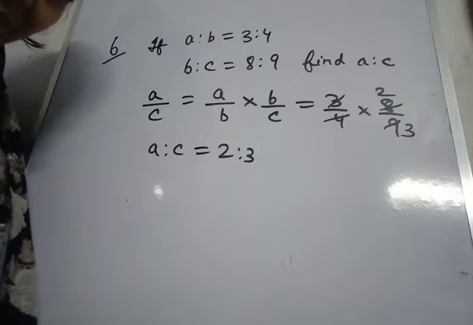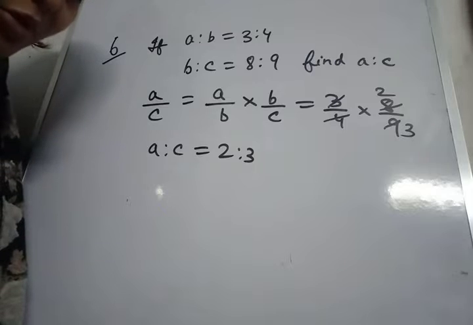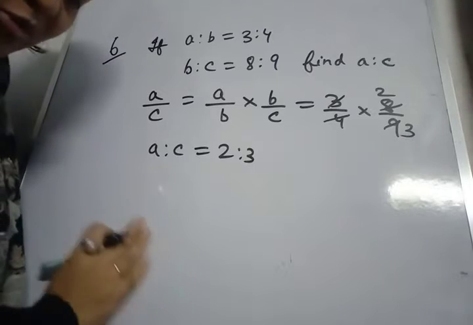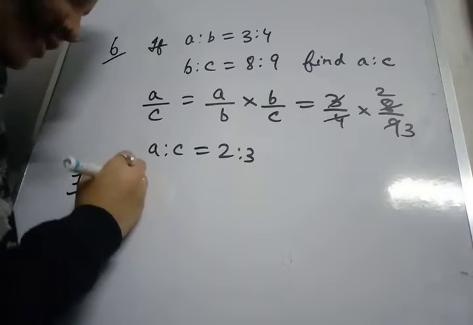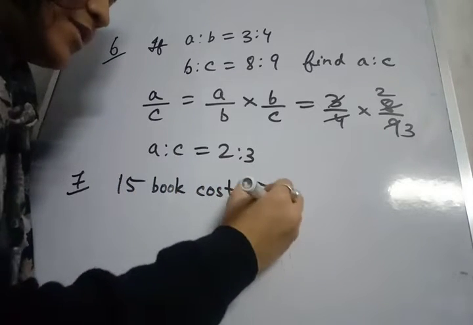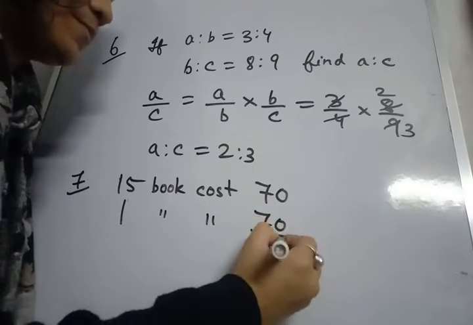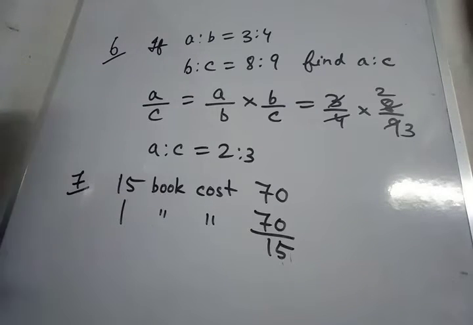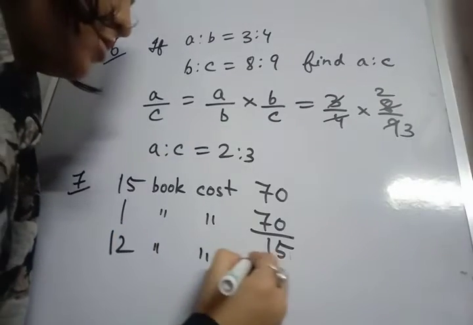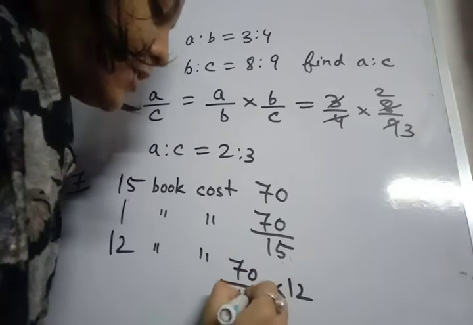Next is sum number 7. The question is, if 15 books cost rupees 70, how much will 12 books cost? It is by unitary method. 15 books cost 70 rupees. So one book costs how much? 70 by 15. Right? Then 12 books will cost how much? 70 by 15 into 12.